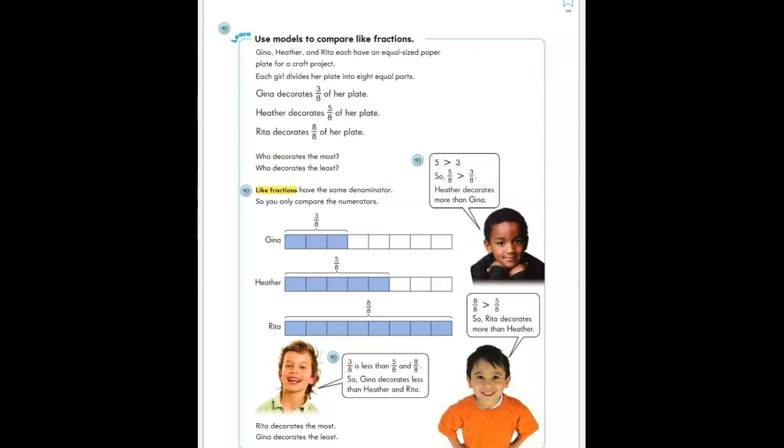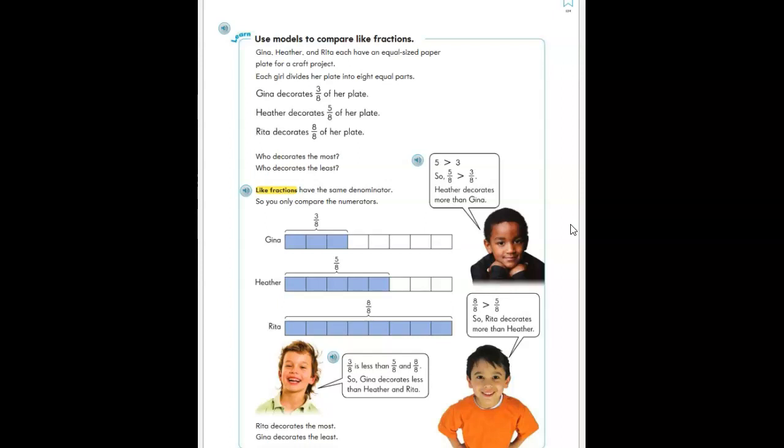So let's get started. Gina, Heather, and Rita each have an equal-sized paper plate for a craft project. Each girl divides her plate into 8 equal parts. If we were at school right now, we would all have a paper plate and we would be folding it into 8 equal pieces. I really love that part so we can see it when we color in each part. If you want to do that at home, you are welcome to, if you have a paper plate lying around, or 3 of them. If not, just follow along here and hopefully it makes sense.